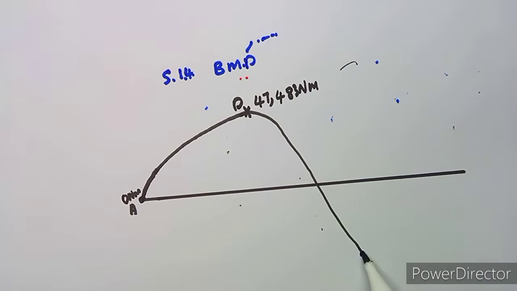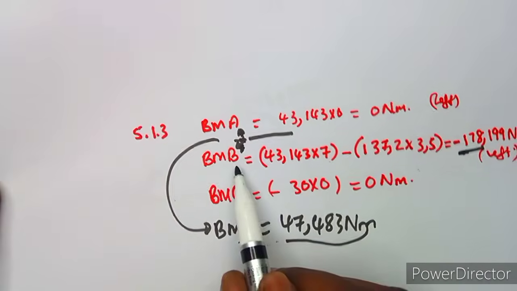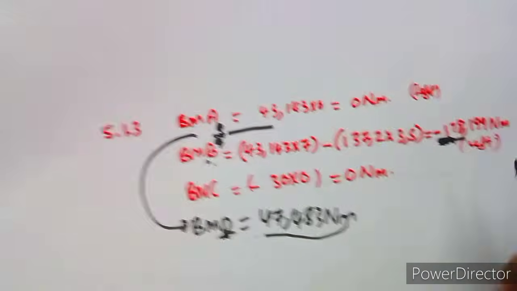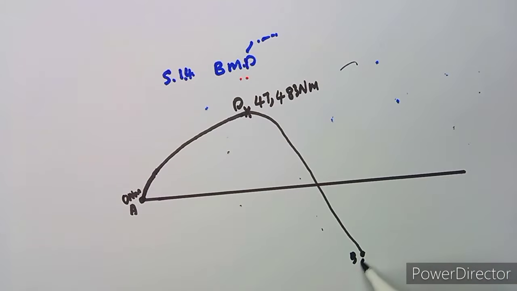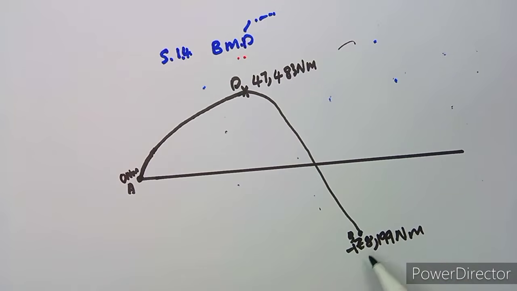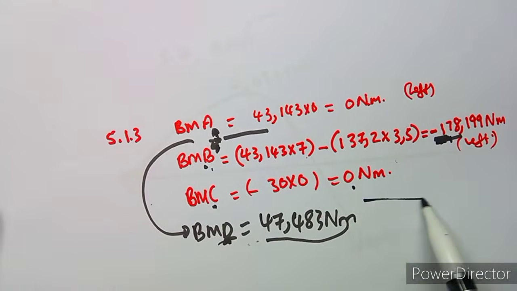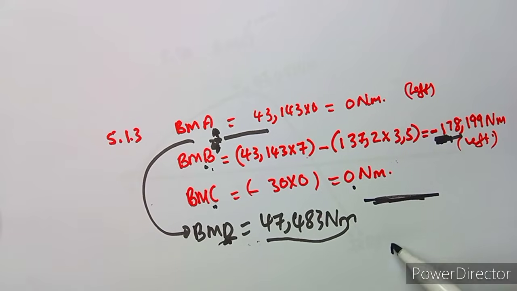But here, going to the negative, we are passing through the point D, which is the one that gave us this negative. Okay, so this is your point B, which is negative 178,199. Okay, so this is what you now have at point B. Then at point C, we are now at 0. But throughout, it's a distributed load, remember? So you're going to represent your distributed load like this now. Back to what?